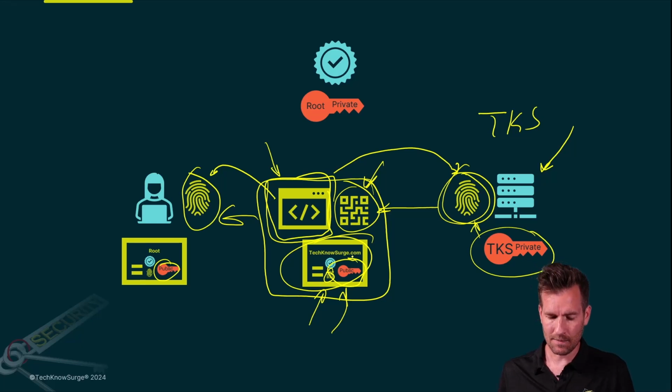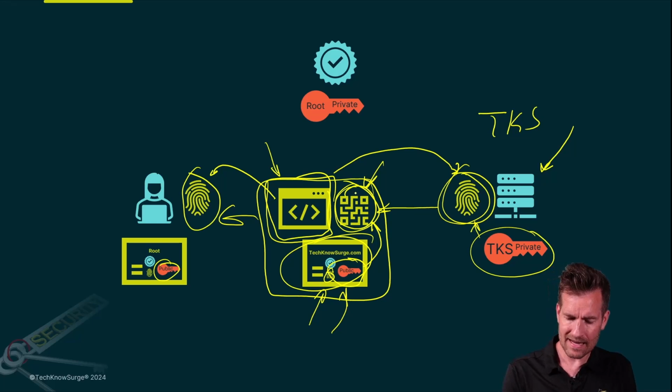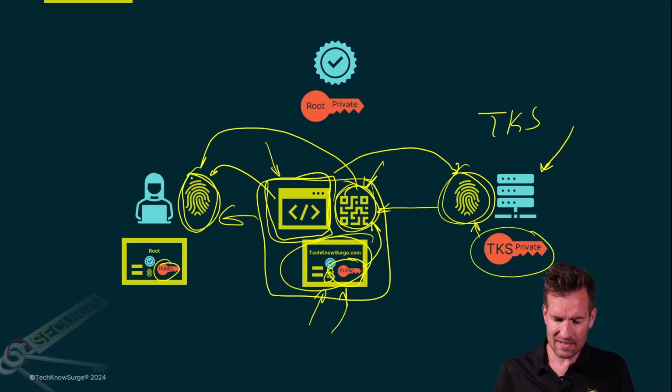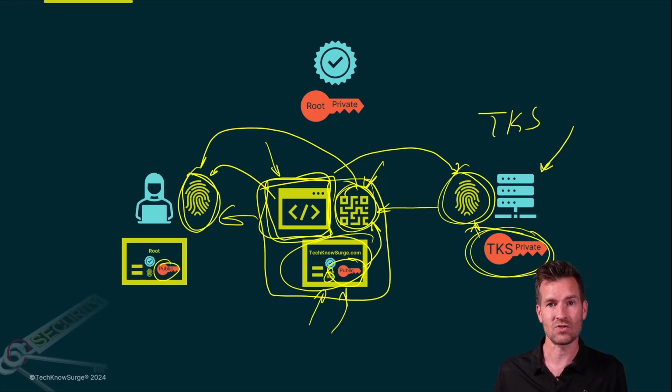Then we can take the public key on there and decrypt this fingerprint right here. And once that's decrypted, it can be compared to this fingerprint. And if that matches, then we know that this code came from this private key right here. So there's a certain level of verification that has just happened.